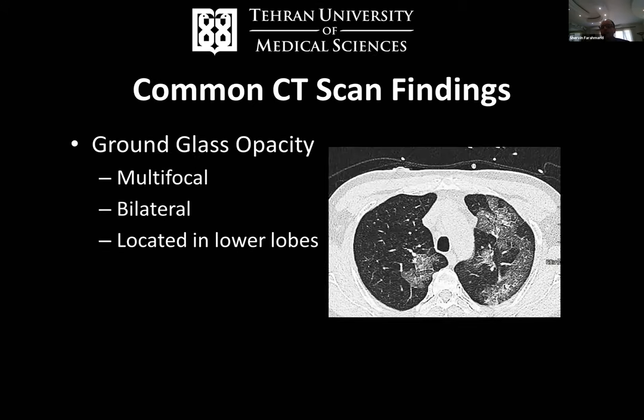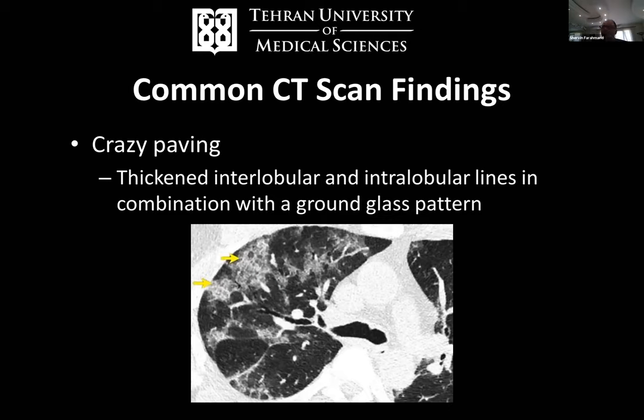But what are the common CT scan findings? As you know, and we are familiar with, the common CT scan finding of COVID is ground glass opacity, especially multifocal bilateral ground glass opacities located in the lower lobes. As I said before, it is very familiar for us during this epidemic. Another common finding is crazy paving, which is a sort of indicator for progression of disease. It is thickening of interlobular and intralobular lines in combination with ground glass opacity, as you see in this picture with yellow arrows.